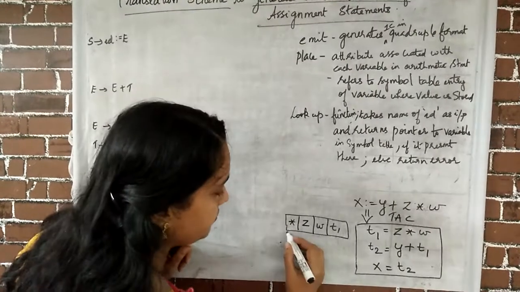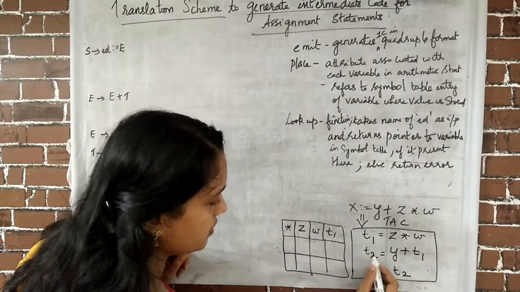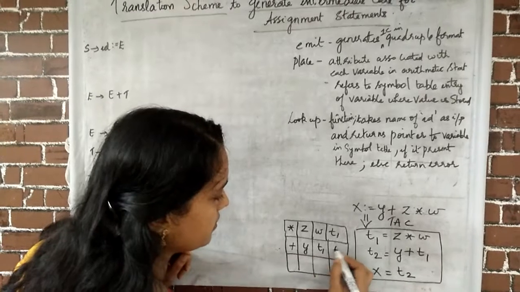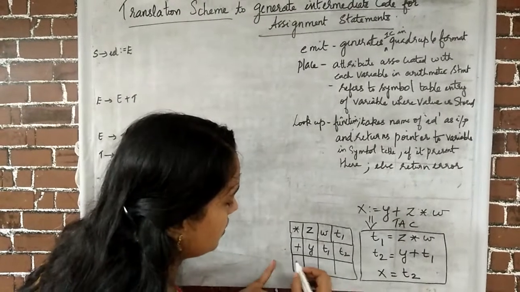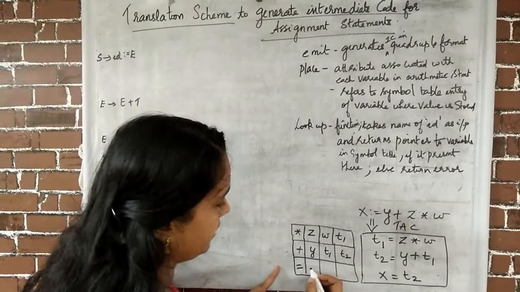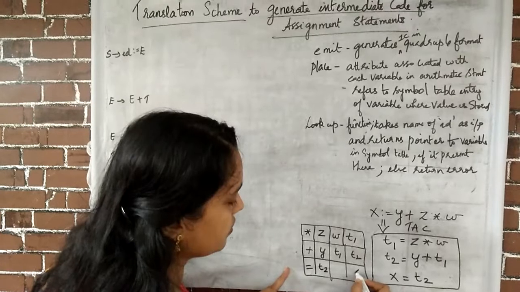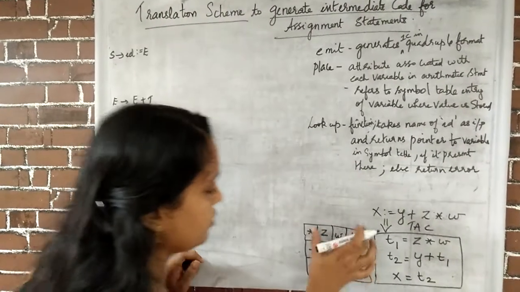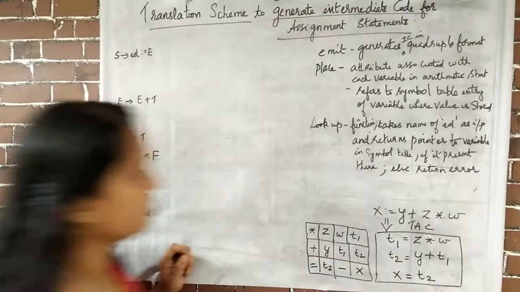And for the next one, we have the plus operator, y, t1, and the result is stored in t2. Again for this one, the operator is the assignment operator, and the value of t2 must be assigned to x. So the result is x, and the second operand is null. Okay, so this has to be generated. We are going to generate this quadruple using a translation scheme.